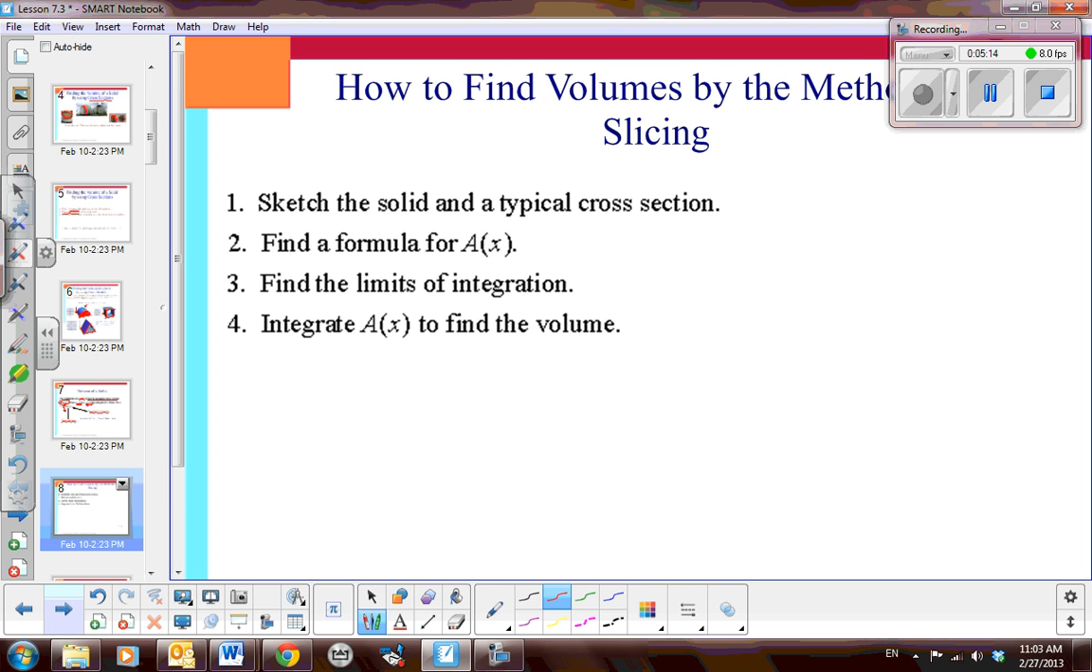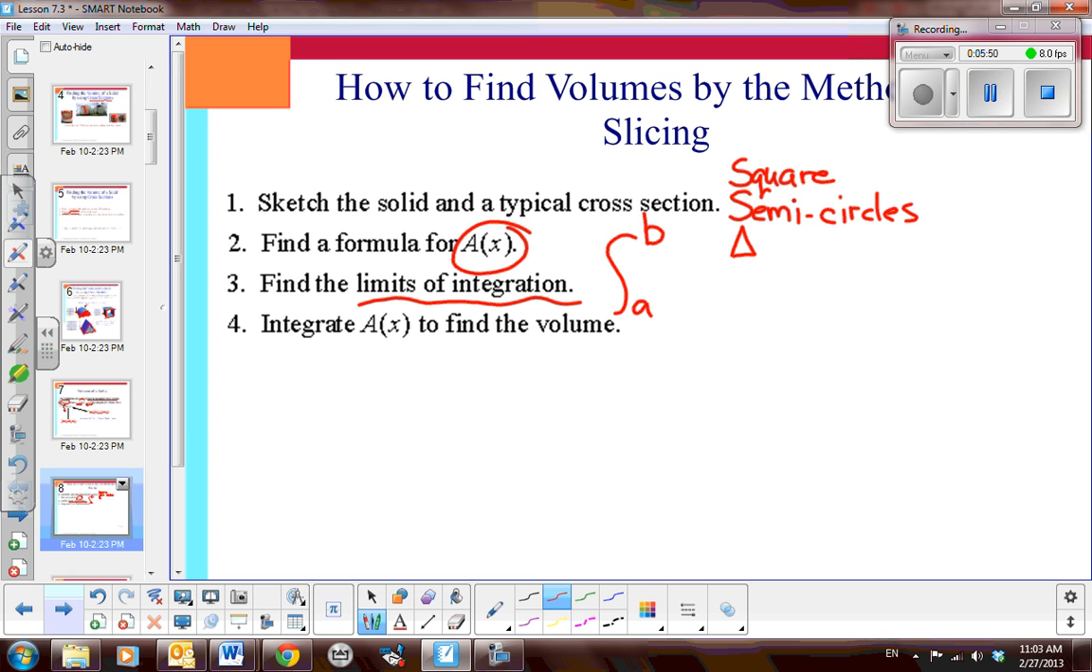Okay, so basically you're going to repeat four steps for these types of problems. Make sure you have these four steps written down. Number one, you will first sketch the solid and a typical cross section. Many typical cross sections are going to be squares. We're going to look at semicircles, and we'll also see quite a few triangles. Once you've determined your cross section, then you will use the formula for area and calculate the area of your cross section. Now you'll determine the limits of the integration. Placed on an x and y axis, you will need to find the lower to the upper limit. And then you're going to integrate the area of that cross section with respect to x, or sometimes with respect to y, and that will result in the volume of your solid.